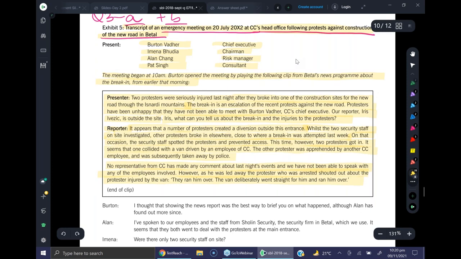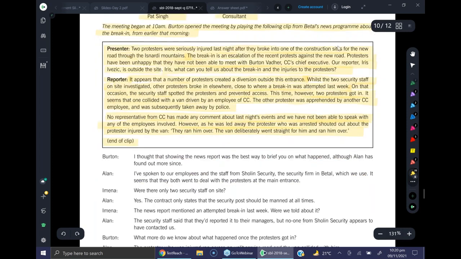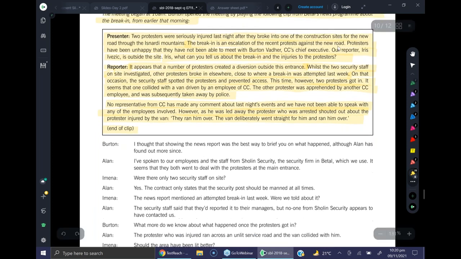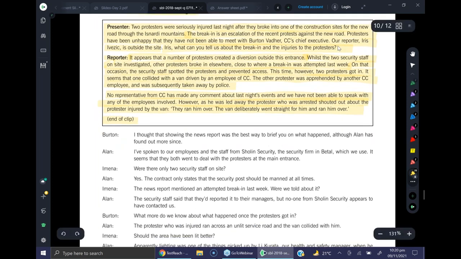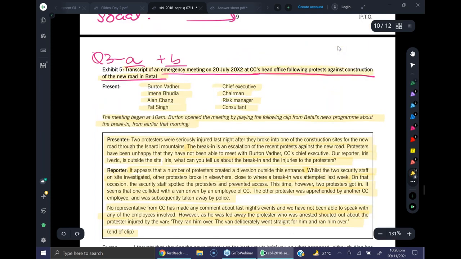End of clip. So this gives you a little idea what happened. Yes, so there was this accident, the people were injured, the van ran over the people, so things are really bad. Okay, now Burton. Who's Burton? He's the chief executive of the company. So what is Burton asking?